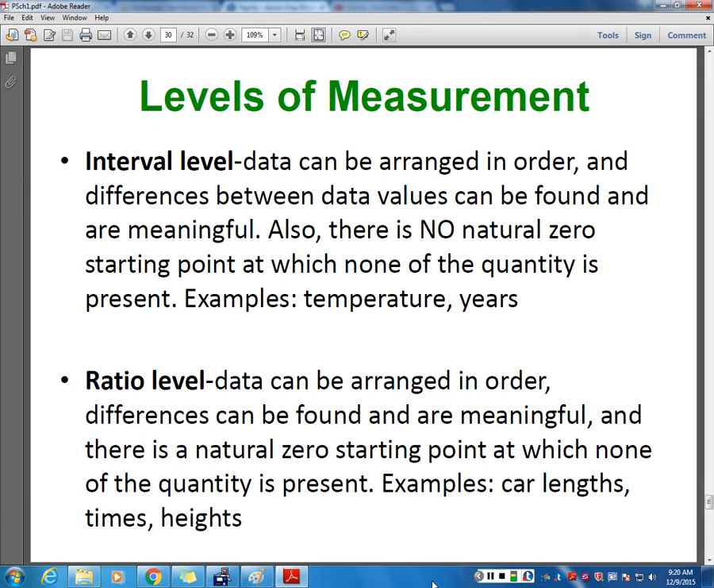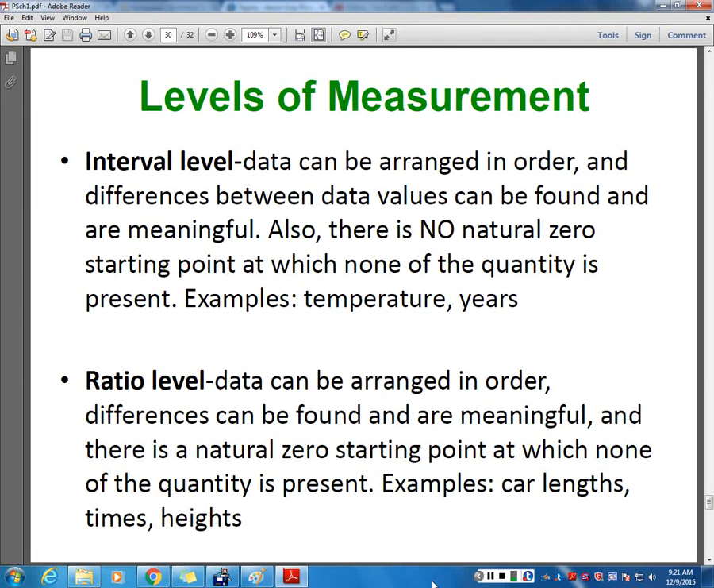In the ratio level, just like in the interval level, data can be arranged in order, differences can be found and are meaningful, and there's a natural 0 starting point at which none of the quantity is present. So the biggest difference is that there is a 0, and that 0 means that none of the quantity is there. For example, car lengths. You can put car lengths in order and find differences. And if a car's length is 0, then the car has no length. So it is the ratio level of measurement.